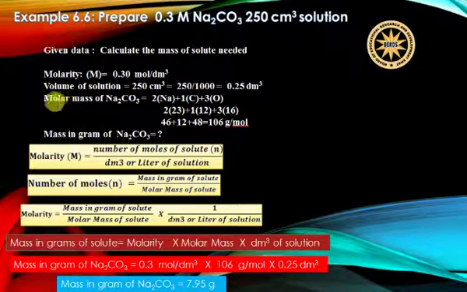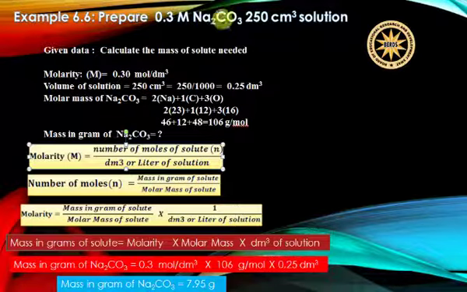So here the formula of molarity is number of moles of solute divided by decimeter cube or liter of solution. Here we don't know the number of moles of solute. Here we have another formula: number of moles of solute is mass in gram of solute divided by molar mass of solute. Here mass in gram of solute is unknown, and we have to calculate the molar mass of solute.